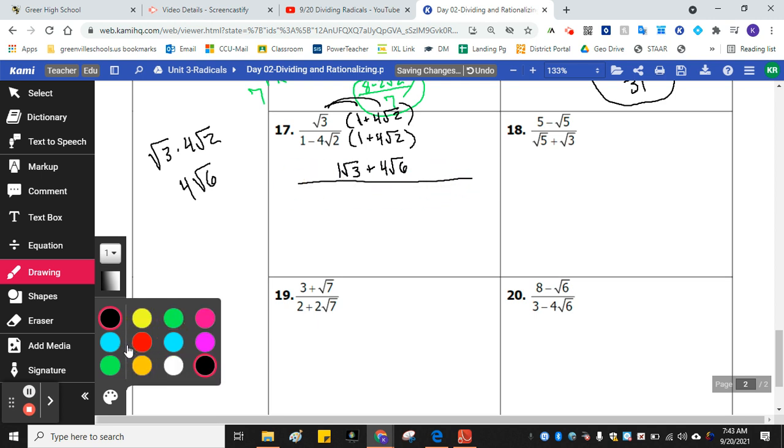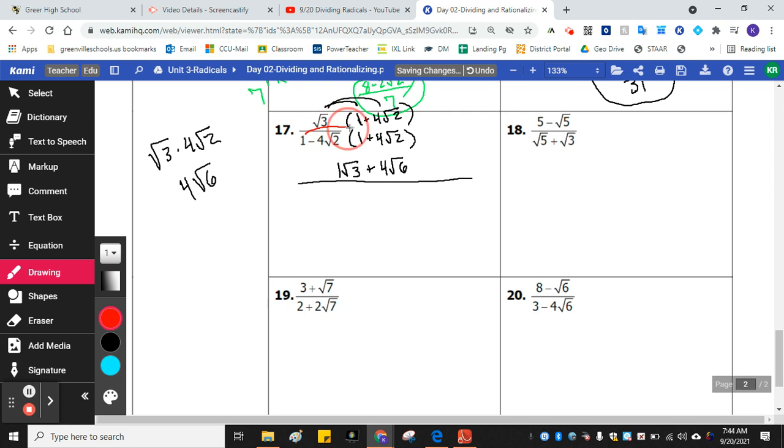All right. And then the hard part. 1 times 1, not hard, is 1. 1 times 4 square root of 2 is 4 square root of 2, negative, so negative 4 square root of 2.